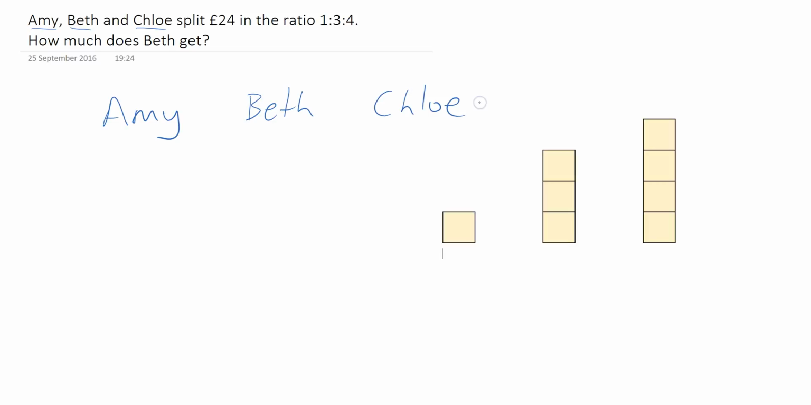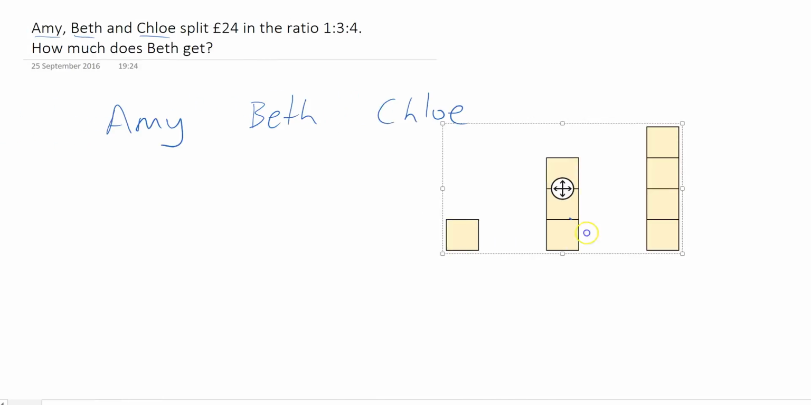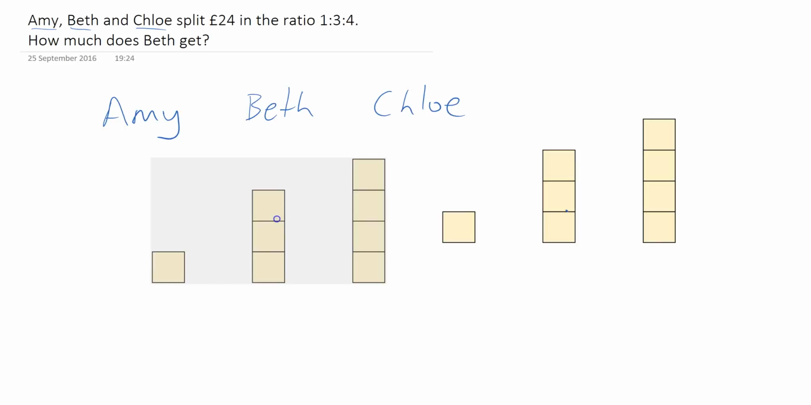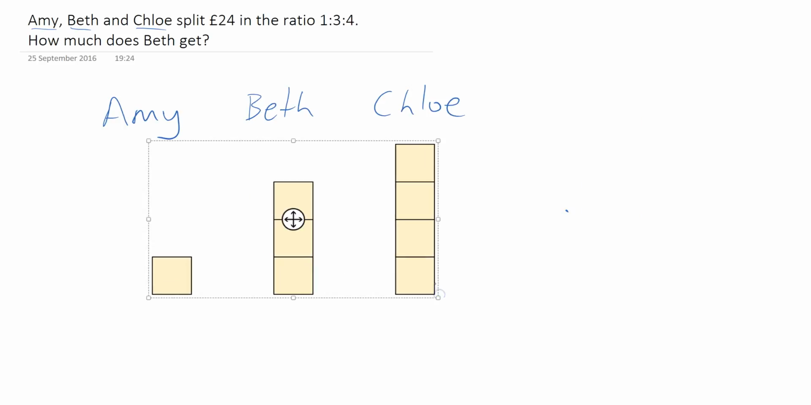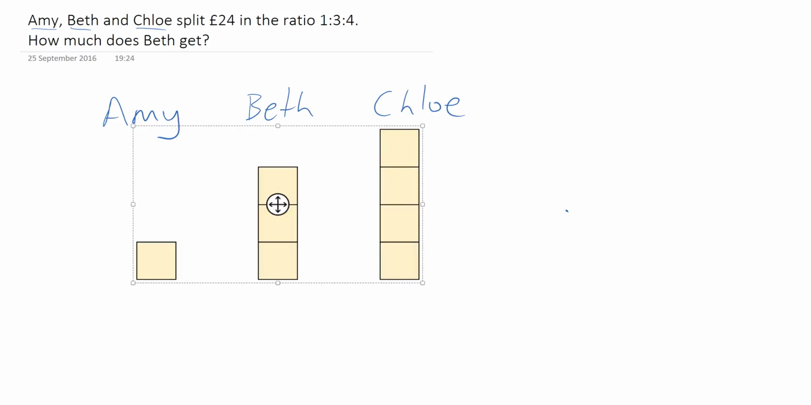And then I'm going to draw myself 3 boxes that look a little bit like this. I'm going to try and line them up with the names. Now, just like last time, we need to take a look at the amount, which in this case is £24, and we want to split that equally. Sorry, I should have written this ratio in here as well, 1:3:4.